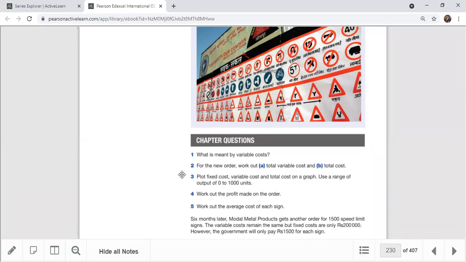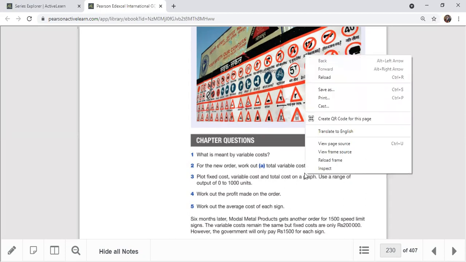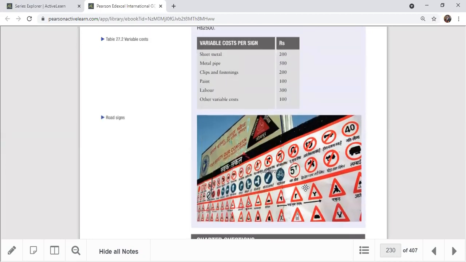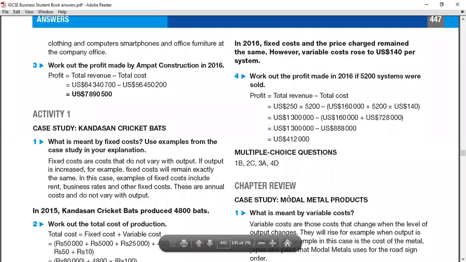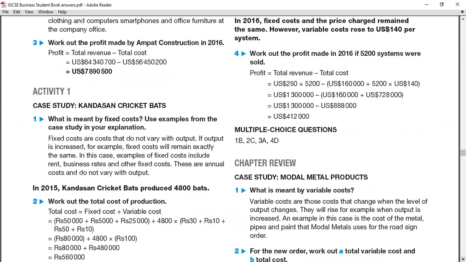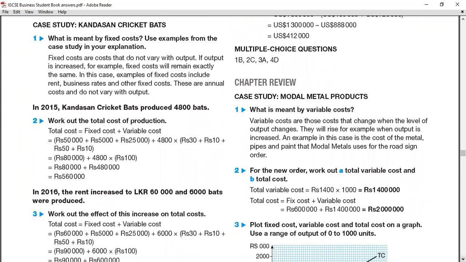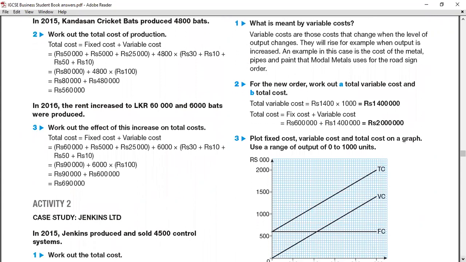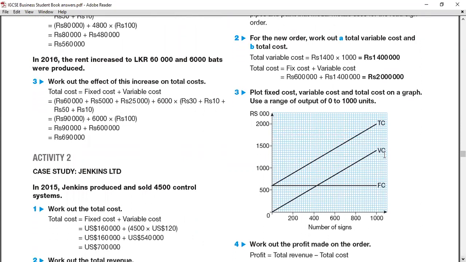Okay. Second question: for the new order, work out the total variable cost and the total cost. So the total variable cost we found is 1,400 per sign, into 1,000. I'll show you the marking scheme. Here the definition is given. The variable costs are those costs that change with the level of output, for example when output is increased. In this case, the metal pipes, paint, and sheet metals used in the road sign.